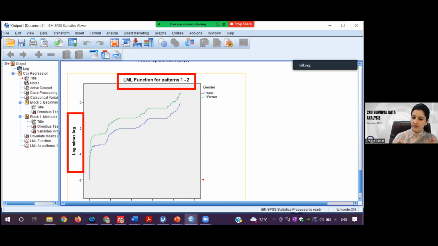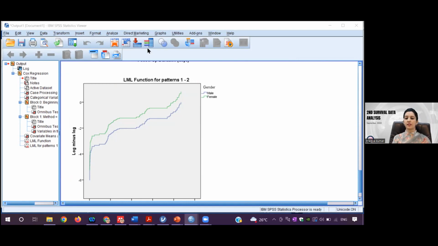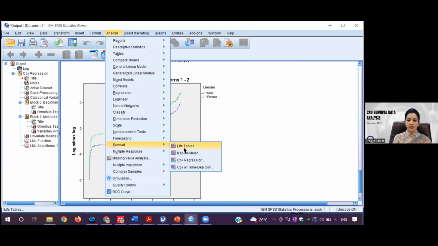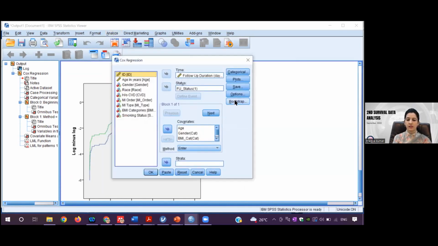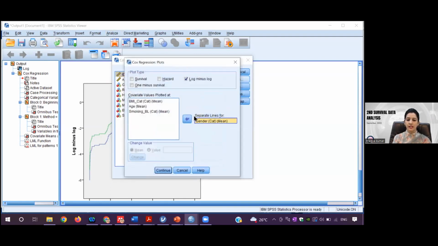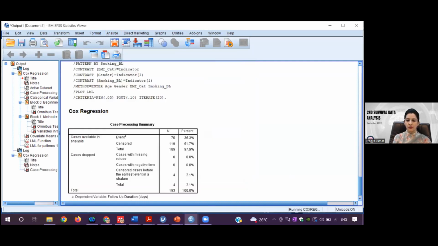Okay, so I have tested for gender. Now again, this is the adjusted one because you can see that I have all the variables in that box. Now again, I'll go to analyze, survival, Cox. Again, I'll go to plot. And this log minus log curve is for the categorical variable only. It is not for the continuous. So here I can enter this, press continue and OK.